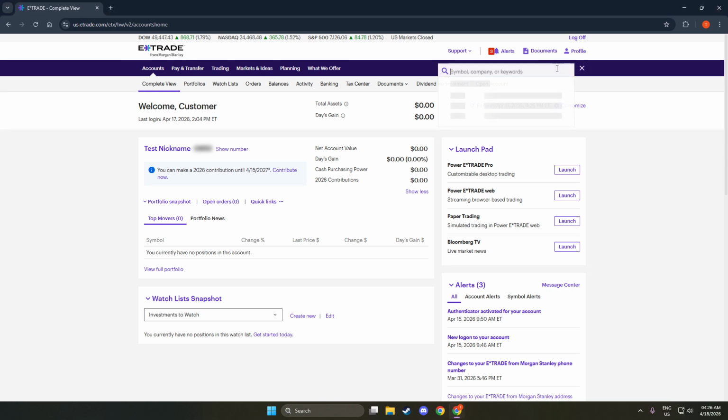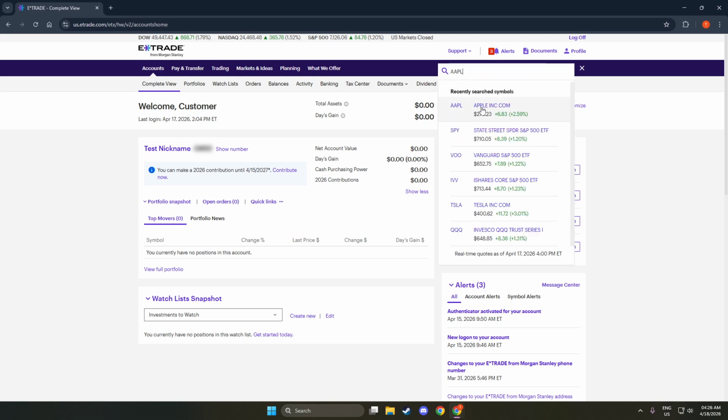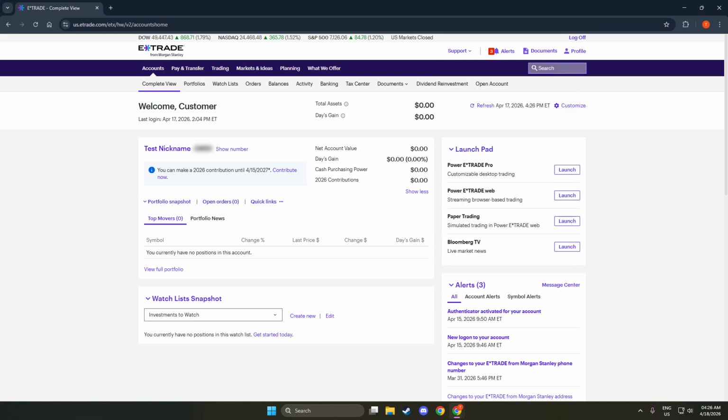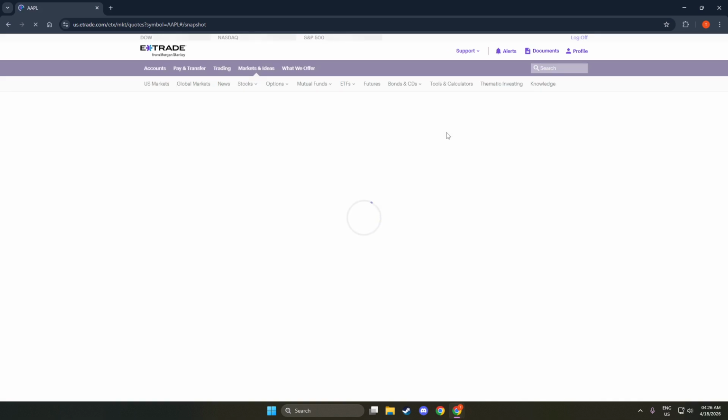First, log into your E*TRADE account. Once you're in, head to the trade section. This is where you enter orders. In the symbol field, type the ticker of the stock you own, something like AAPL or TSLA, just as examples. Make sure you've selected the correct stock you hold in your portfolio.